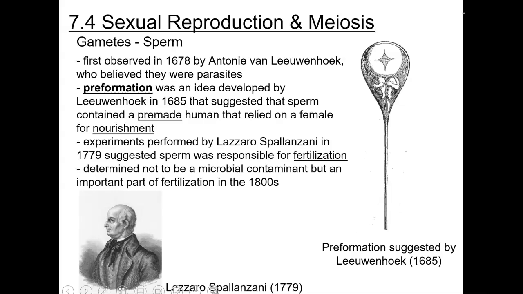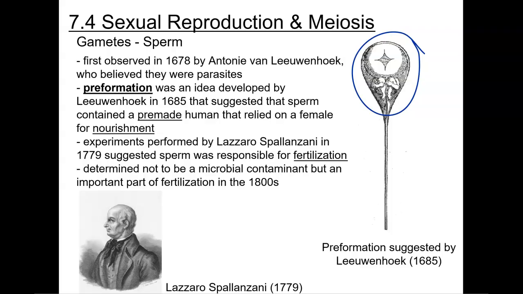So the sperm was first observed in 1678 by Antony van Leeuwenhoek. And he's going to believe that they're actually parasites. He knows preformation as an idea, and so this gets developed during this time by Leeuwenhoek in 1685, and that's going to suggest that the sperm contains a pre-made human that just relied on females for nourishment. So they think that inside of the sperm here, you already had the full pre-made human being. And inside, it was delivered to the female body, where it then grew and became nourished until it was ready to be born.